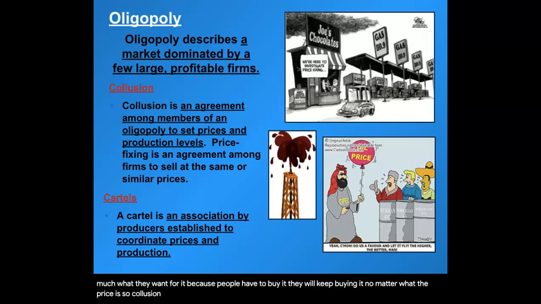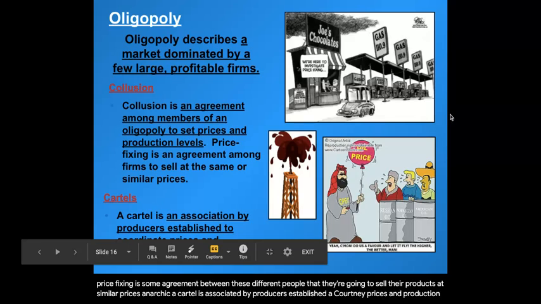Collusion is an agreement among members of an oligopoly to set prices and production levels. Price fixing is an agreement between these different sellers that they're going to sell their products at similar prices. And a cartel is an association of producers established to coordinate prices and production.